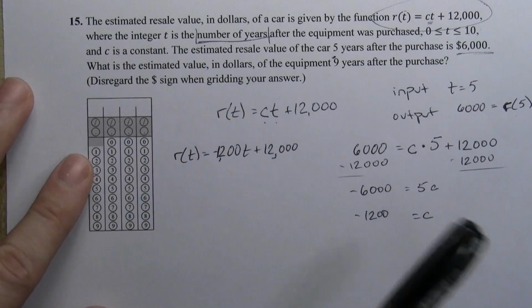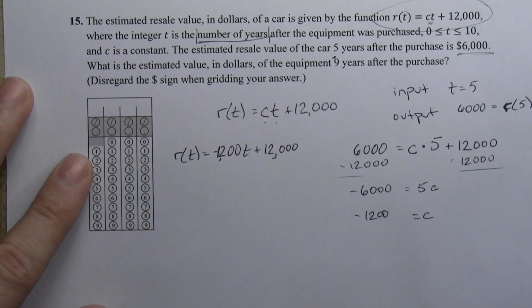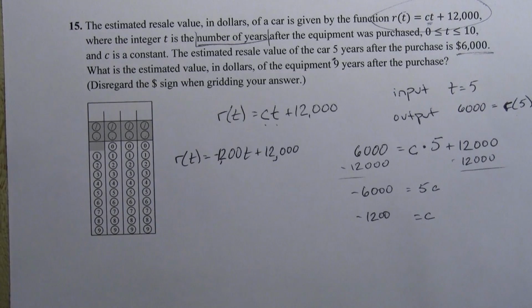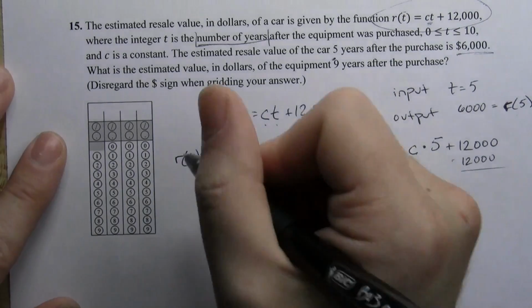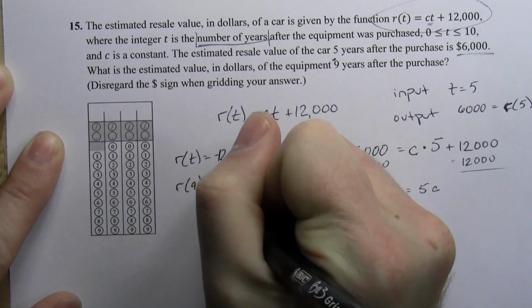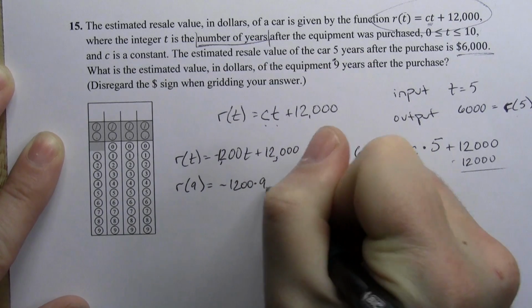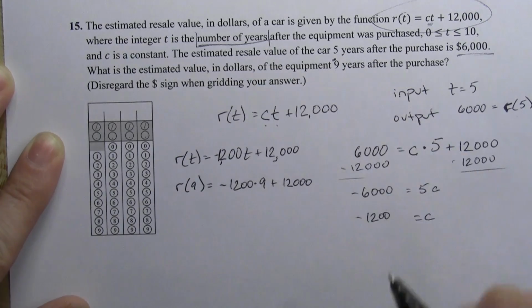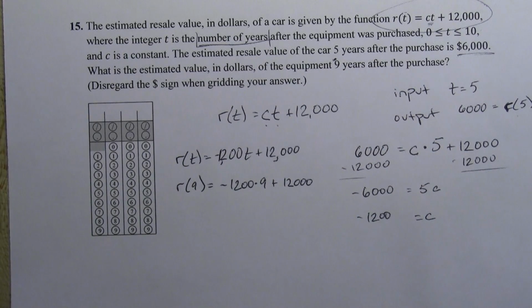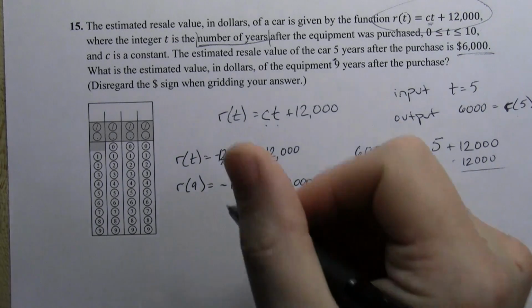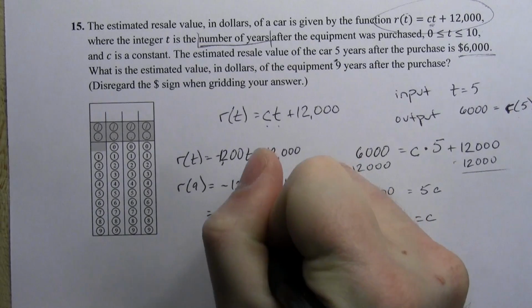All right, and then they want to know what is the value of the equipment 9 years after the purchase. So in this case, they're giving us the input, they're asking us for the output. So we want to find r of 9. We plug in 9 for t, we get negative 1200 times 9 plus 12,000. That's going to give us the value of the car after 9 years. So it's negative 1200 times 9, and that from 12,000, what do you know? It is 1200. That's the answer.